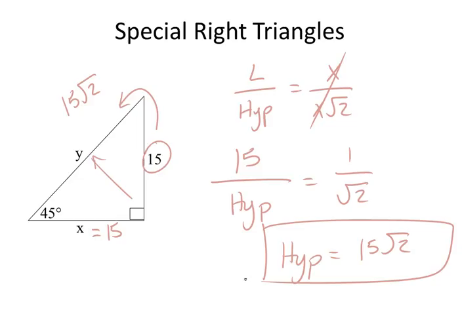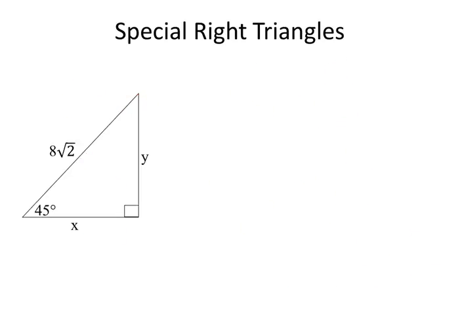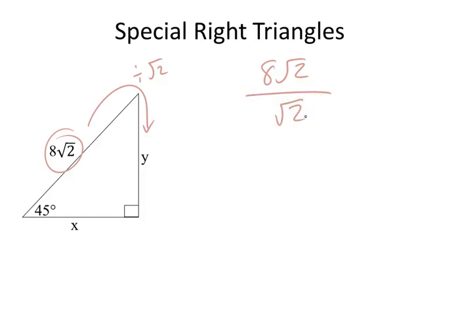Any way you go, guys, it doesn't matter. Just make it happen. And our last example, I've got 8 radical 2. That is my hypotenuse. So to go from the hypotenuse to the leg, I'm going to divide by radical 2. 8 radical 2 divided by radical 2. Just like anything else, when they're on top of each other, they cancel. So my leg is going to be 8, which means my other leg has to be 8.